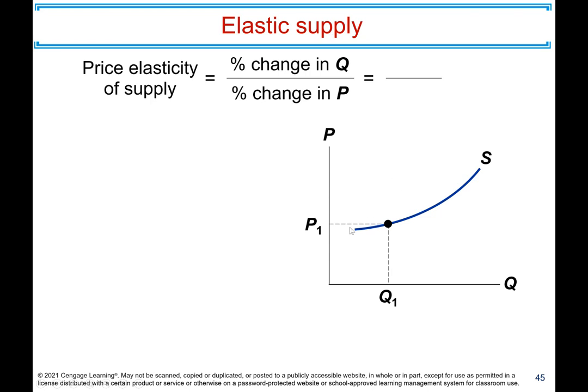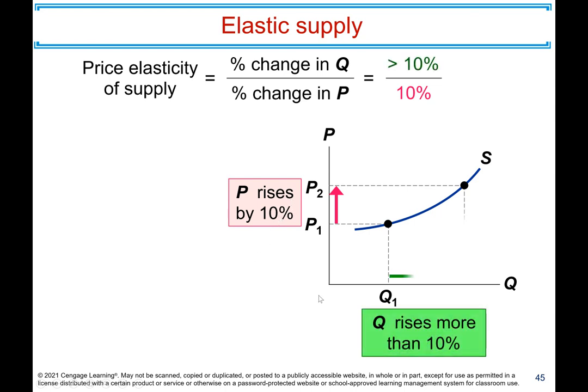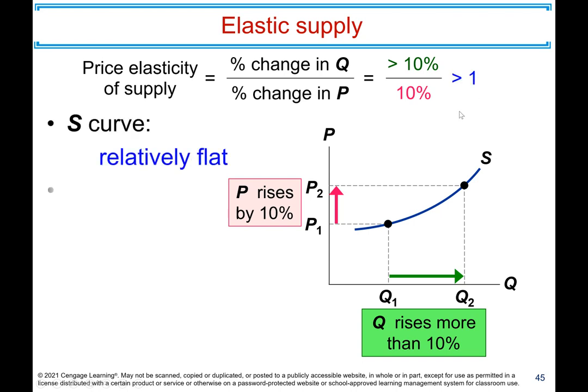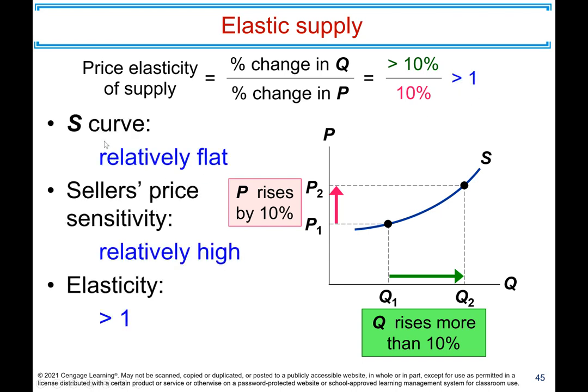Elastic supply, or a fairly flat supply curve. A 10% increase in price leads to quantity supplied rising by greater than 10%, and that number is greater than 1. So supply curve is relatively flat. Sellers' price sensitivity is relatively high and elasticity is greater than 1.